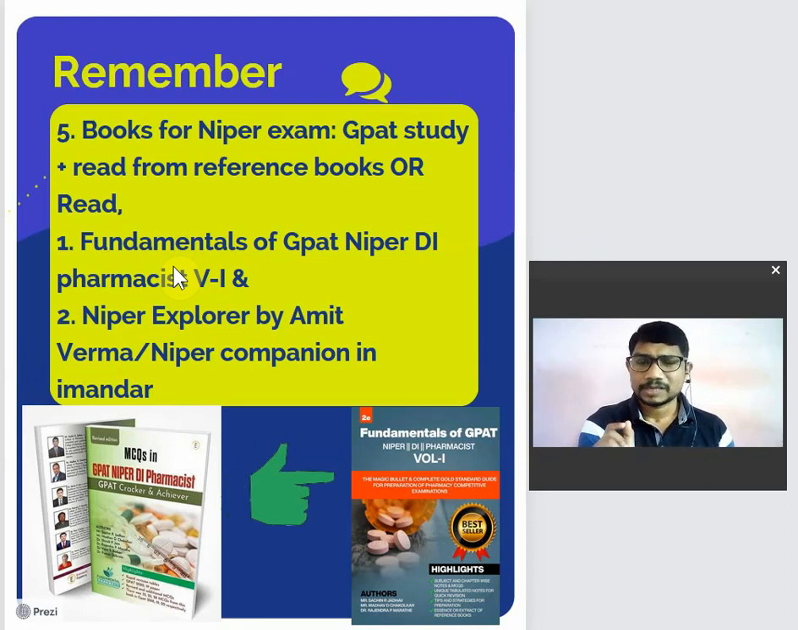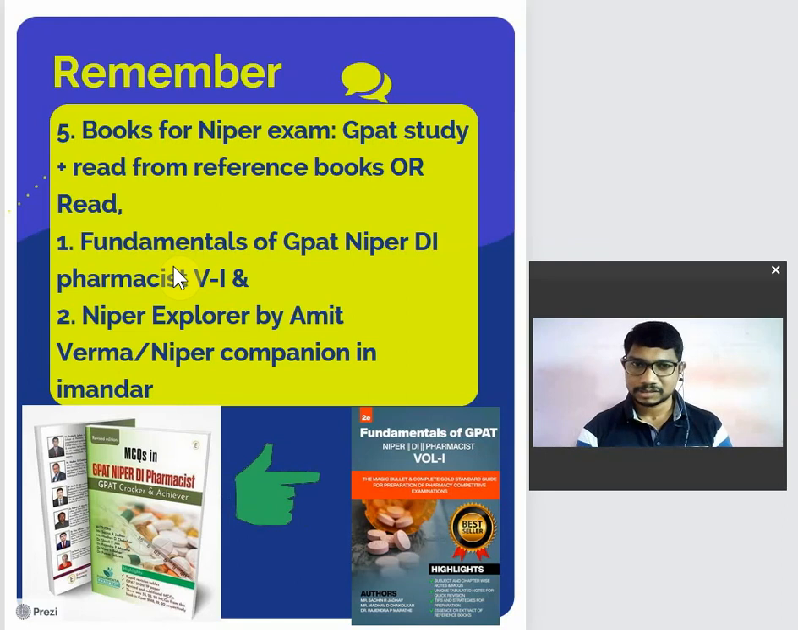If you read Fundamentals of GPAT NIPER DI Pharmacist Volume 1 and NIPER Explorer by Amit Verma, or NIPER Companion, and if you thoroughly read these two books, by heart, you will get a very good rank in NIPER. So these two books are very important for NIPER: Fundamentals of GPAT NIPER DI Pharmacist Volume 1 and NIPER Explorer by Amit Verma. Try to order these books and read them thoroughly. You will get a very good rank in NIPER.